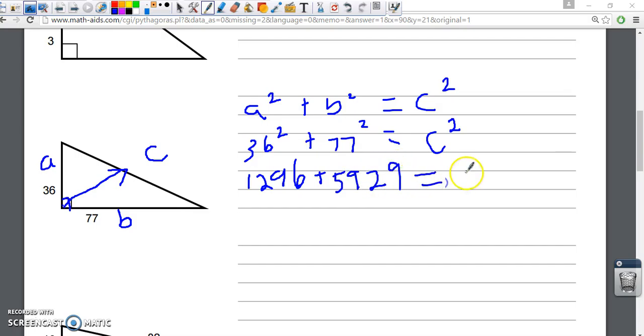5,929 equals C squared. So now what I do, as you can see, is I'm going to add these two together, okay? 5,929, add them together, 1,296, okay? That gave me 7,225, okay? Bring down my equals my C squared.